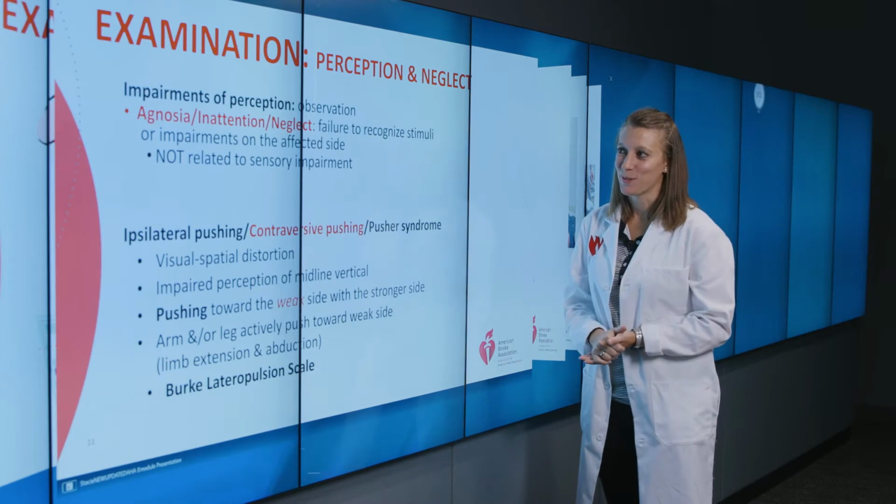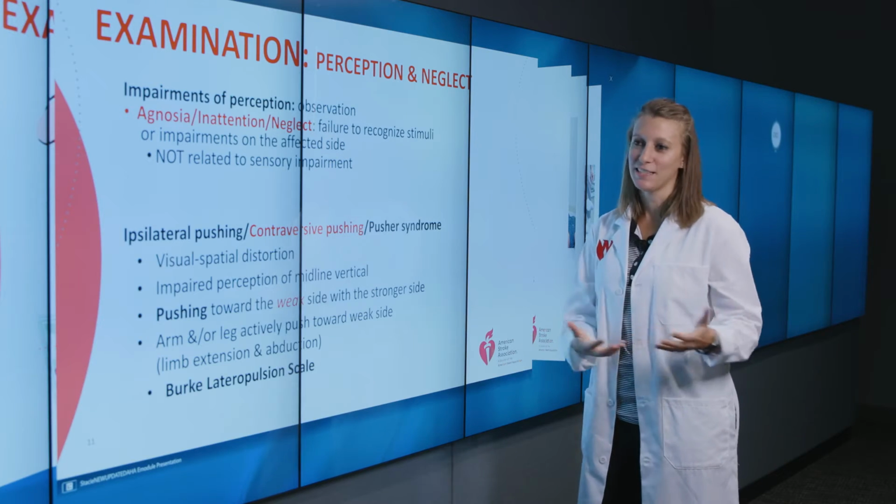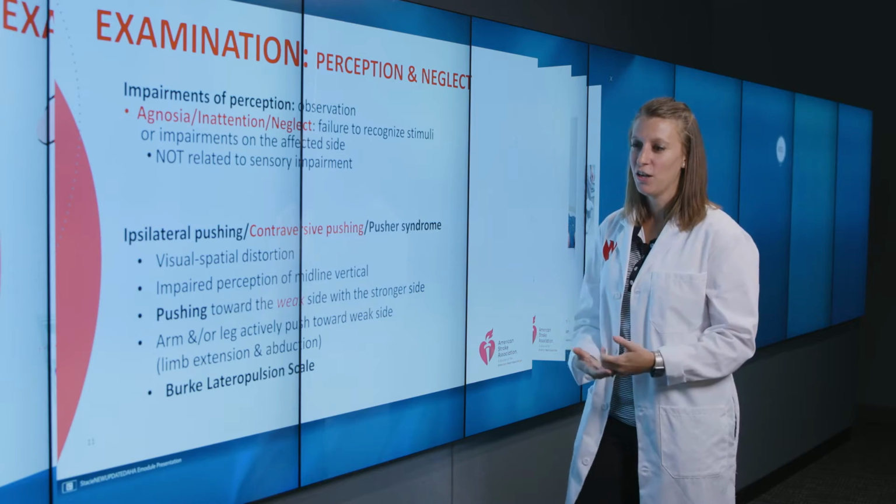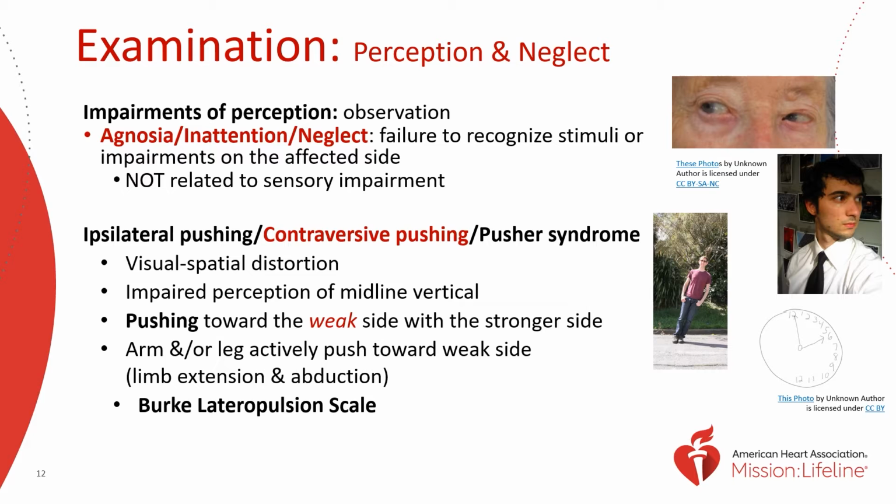Now, to talk about perception, this is something that we as physical therapists tend to do simply by observation, watching our patients. Are they attending to that affected side or not? Are they noticing that their arm or their leg are hanging in a funny position? Or are they simply unaware of the impairments in the stimulation to that side? It's not related to a sensory impairment. It's really related to their body's ability to perceive that something is occurring on that side.